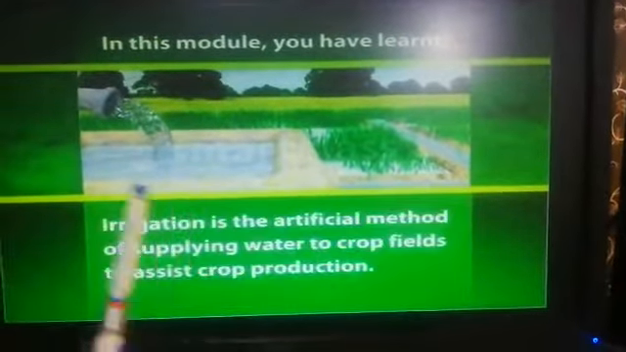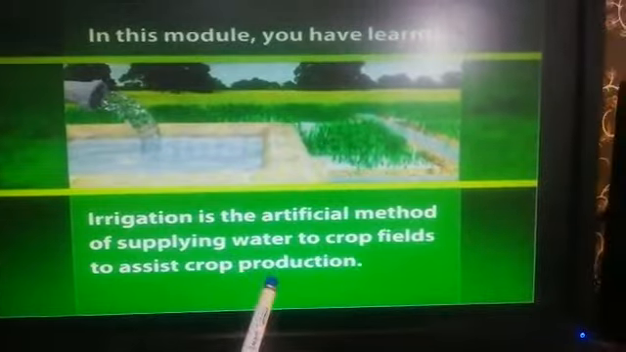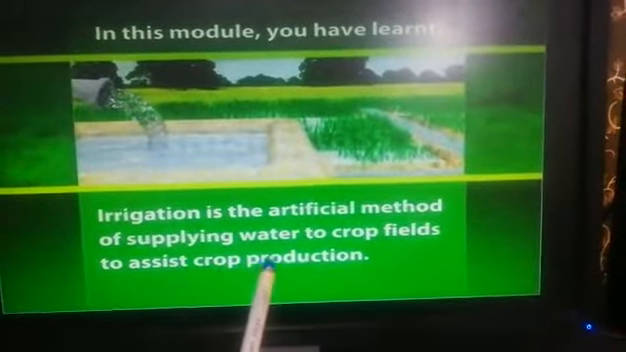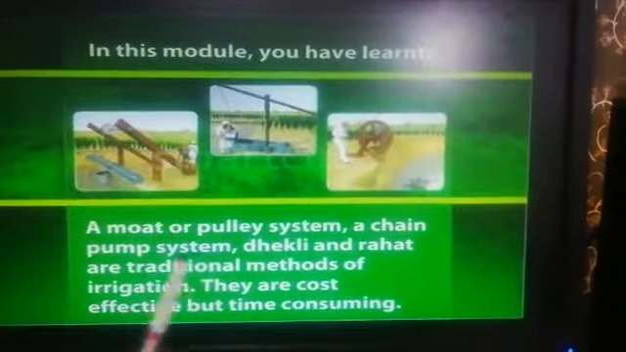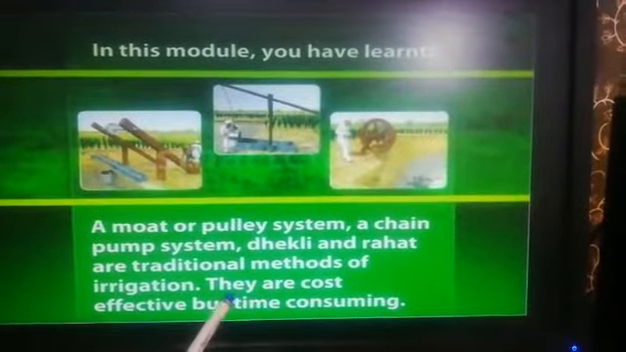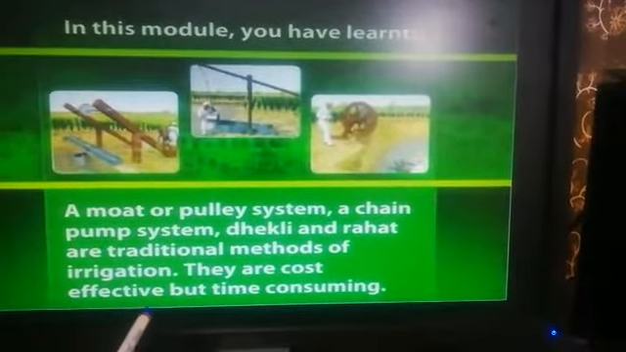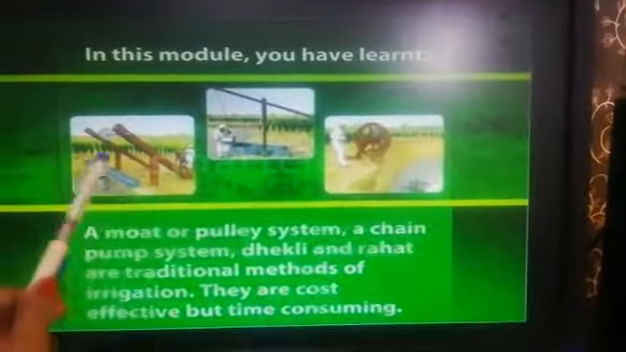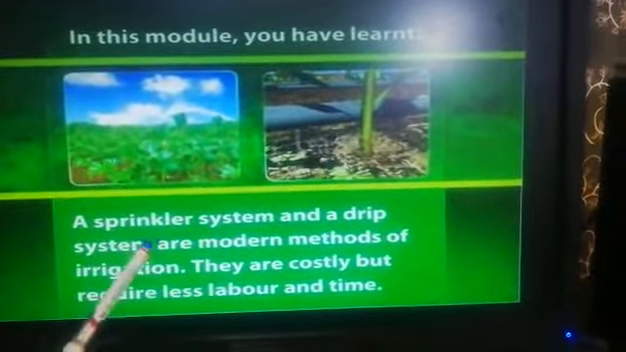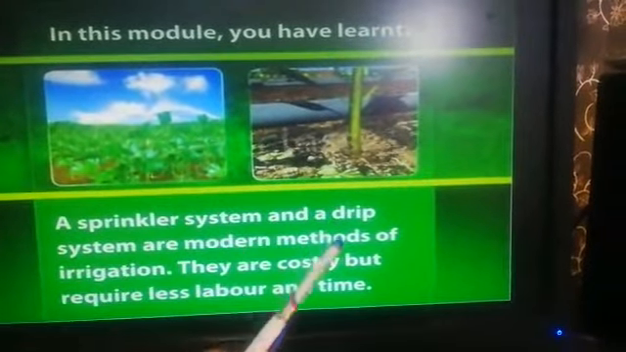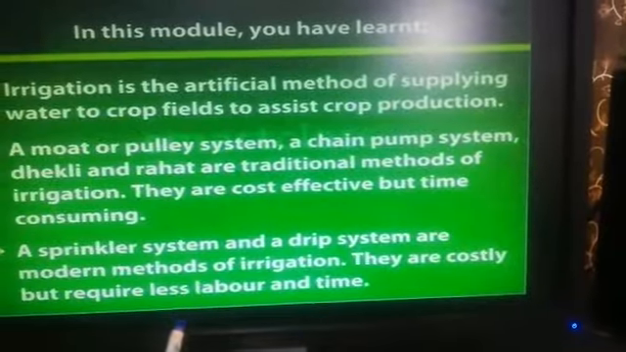And in this module you have learned that irrigation is the artificial method of supplying water to crop fields to assist crop production. You have learned that the moat pulley system, chain pump system, dhelki system, and rahat system are costly, effective but time consuming. You can see pictures 1, 2 and 3. And in this module you have learned the sprinkler system and drip system. They are modern irrigation systems. They are costly but require less labor.